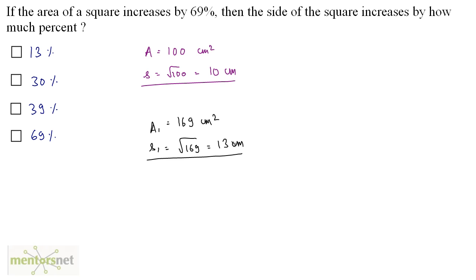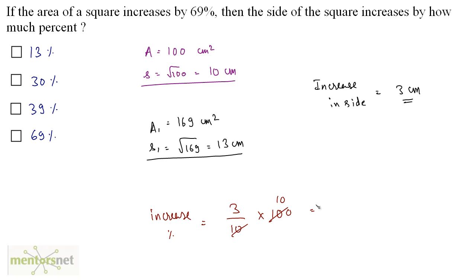So how much did it increase? Increase in side will be equal to 13 minus 10. That's 3 centimeter. So the length of the side increased by 3 centimeter on 10 centimeter. So I can write 3 by 10, right, as the increase. So increase percentage will be equal to 3 by 10 times 100 to make it a percentage, right? Now that will be equal to 3 times 10, that's 30%. So there is a 30% increase in the side if the area increases by 69%. So option B is the correct answer.